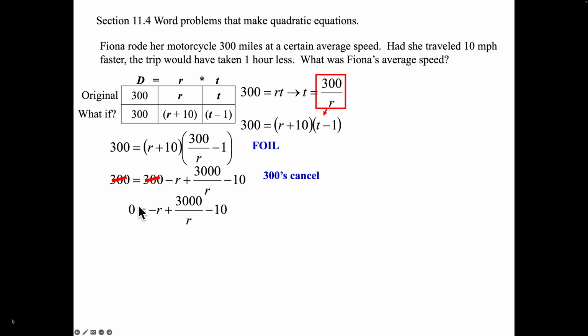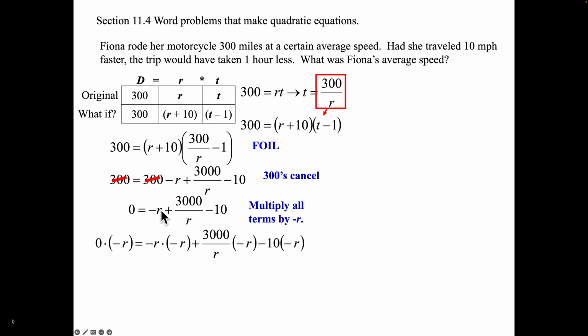And so that means I have to multiply both sides of the equation by R. Well, if I do that, this will become a negative R squared. And I prefer to have my variable squared be positive. So I'm going to opt to multiply all my terms by a negative R. Well, 0 times negative R is 0. This becomes R squared. R in the bottom, R being multiplied will cancel, which makes my 3,000 a minus 3,000. Minus 10 times minus R makes that a plus 10R.